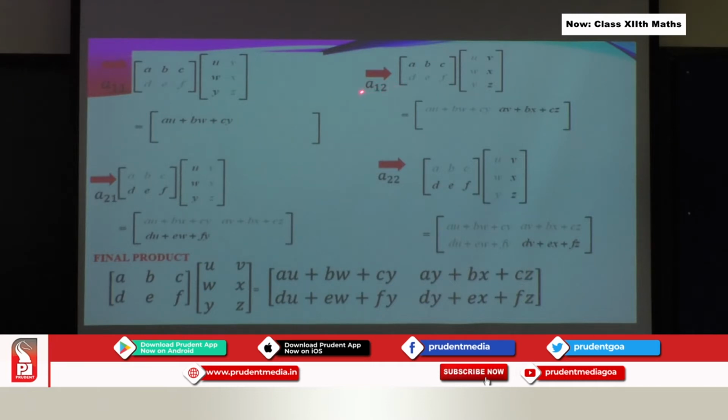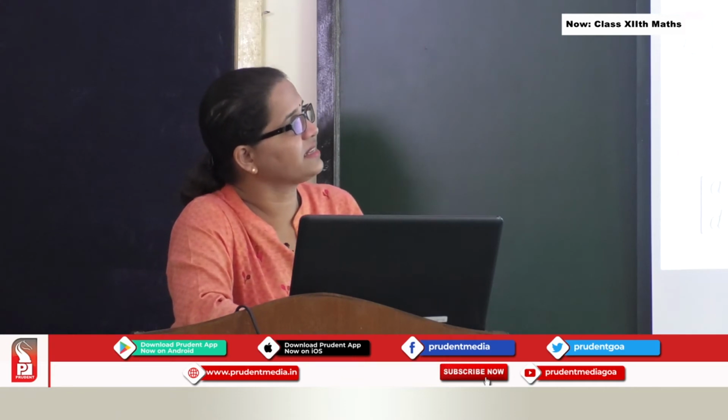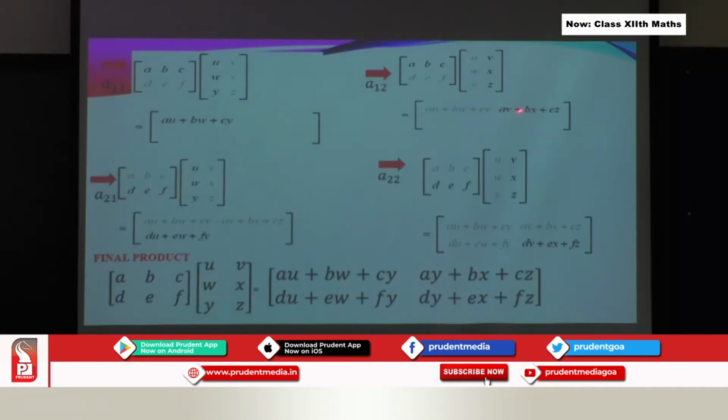Let us look at the next entry. Next entry is what? A12. Now this suffix numbers will give you the address. I am focusing on first row and second column. First row remains steady. So first row, second column. What am I getting? AV plus BX plus CZ. I am getting the second entry of first row.